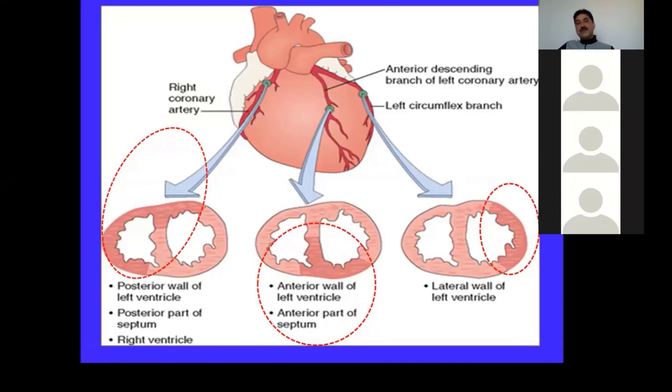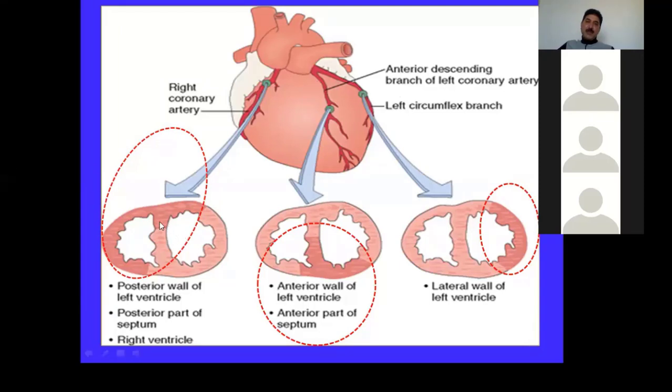Sir, can you please repeat? In case of right dominance, we will be discussing the blood supply of the interventricular septum. You can see this anterior 2/3 of the septum is supplied by the left anterior descending coronary artery through its septal branches. Is it clear to you?